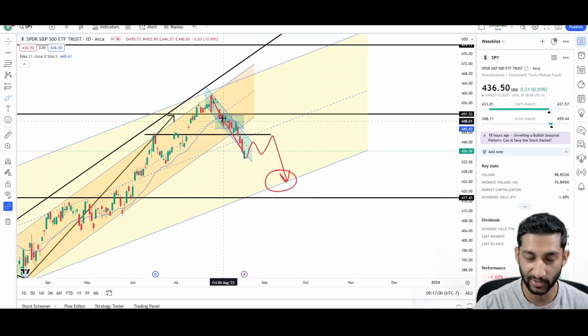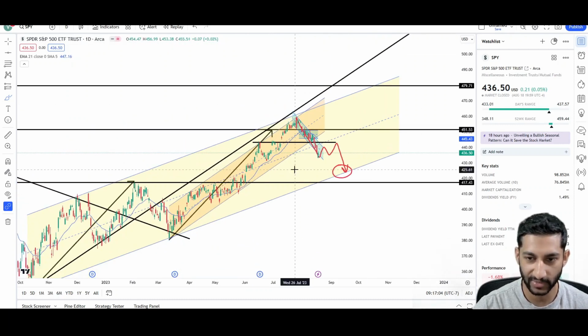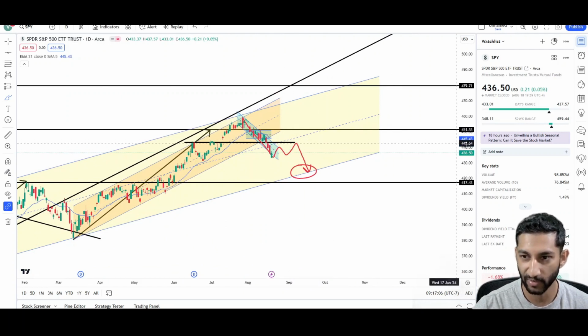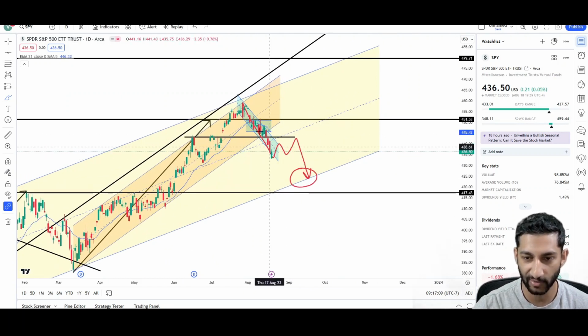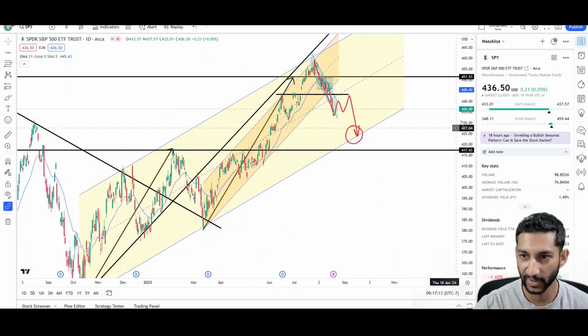Right now it's still looking very bearish on the micro scale, still looking very bullish on the macro scale. I'm looking for this downtrend to show me some signs of weakness, or come to an end, for the uptrend to resume. So that's how I'm looking at the SPY.